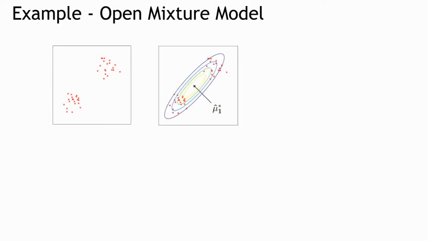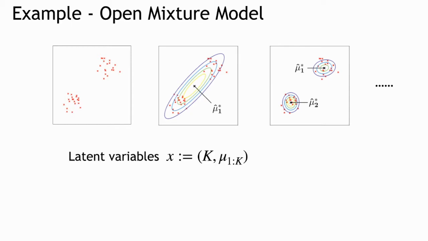However, it may contain one mixture, two mixtures, or more, so I decide to use an open mixture model where the number of the mixtures k is unknown as well as the center of the mixtures mu 1 to k. Note that this model has a stochastic support since the number of the total latent variables depends on k. My goal is to learn the posterior for future prediction. Throughout my talk, I will use pi x for the posterior distribution, gamma x for the unnormalized density, and Z for the normalizing constant.